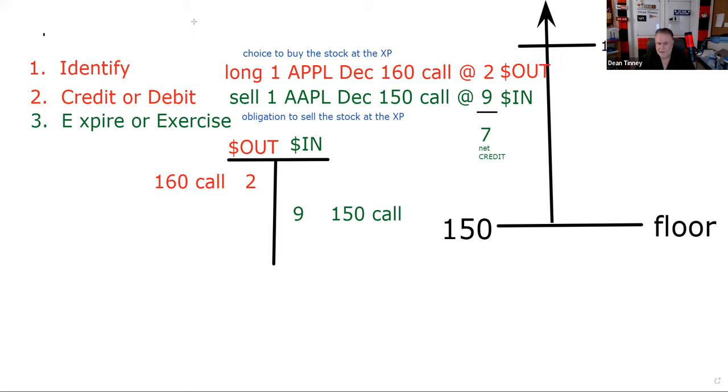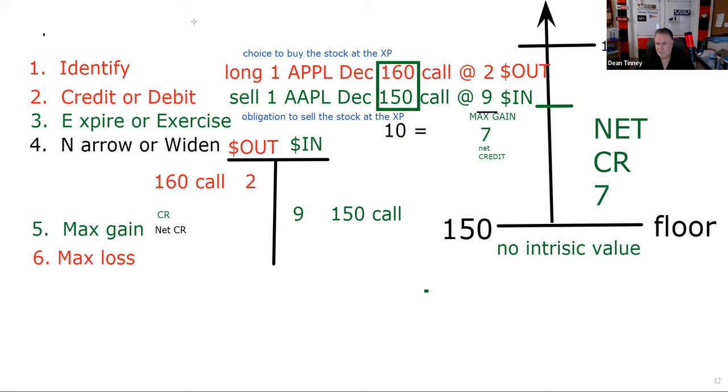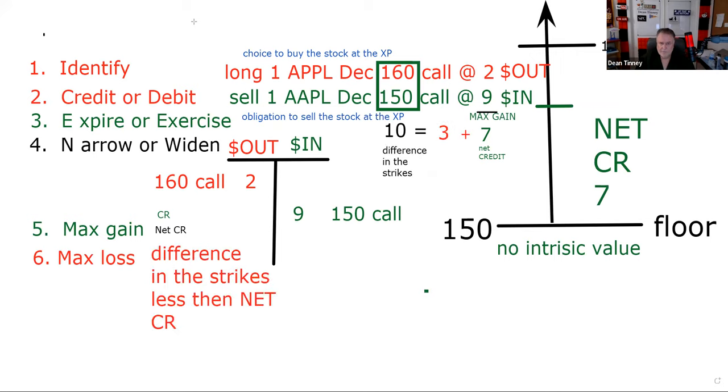We said, well, no, we don't want to buy Apple at 160 and deliver at 150. That's painful. We want to be able to keep the money, so we want the contracts to expire. Or even if the difference gets smaller, we're still going to win. If we can close this out for something less than 7, if we can offset it, that would work. That's going to be our max gain. And our max gain and our max loss always equals the difference in the strikes. There's only 10 points to be made or lost here. We've collected 7. If I buy it at 160 and deliver at 150, life is good.